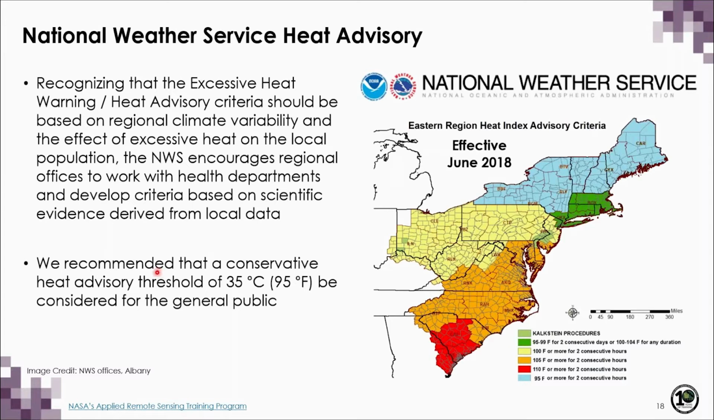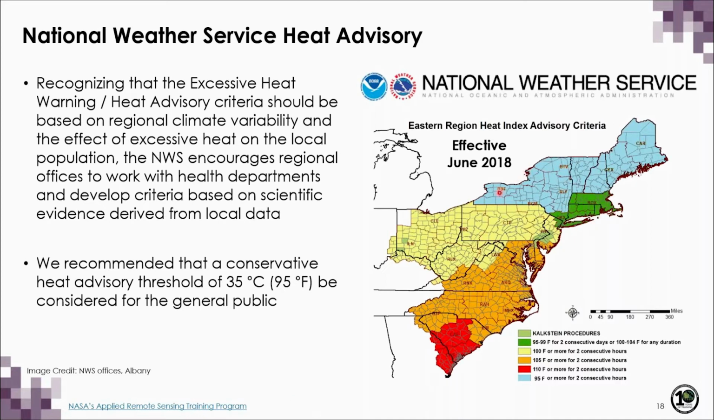Recognizing that the excessive heat warning or heat advisory criteria should be based on regional climate variability and the effect of excessive heat on the local population, the National Weather Service encourages all their regional offices to work with health departments and develop criteria that are based on the scientific evidence derived from local data. And we were able to provide this evidence in the form of the charts that I presented before you. And so we recommended that this be revised.